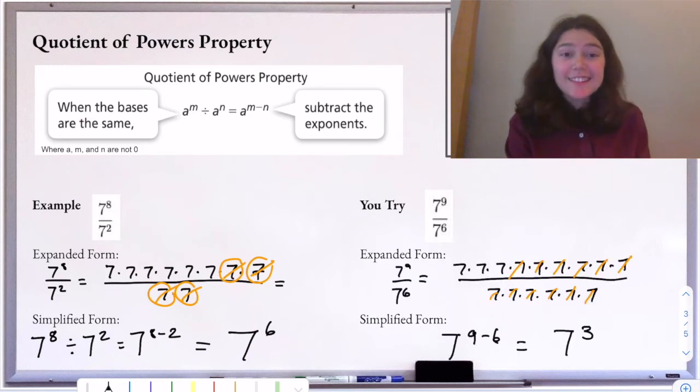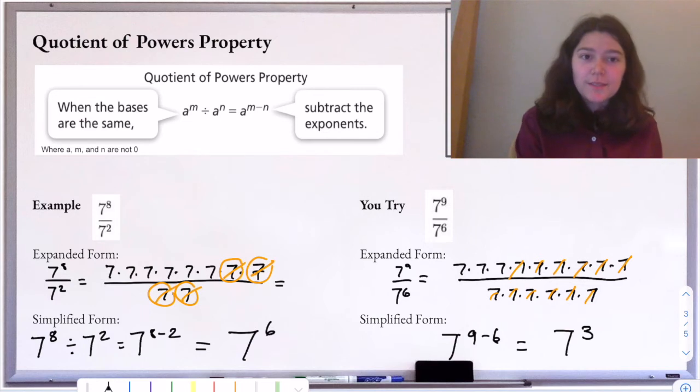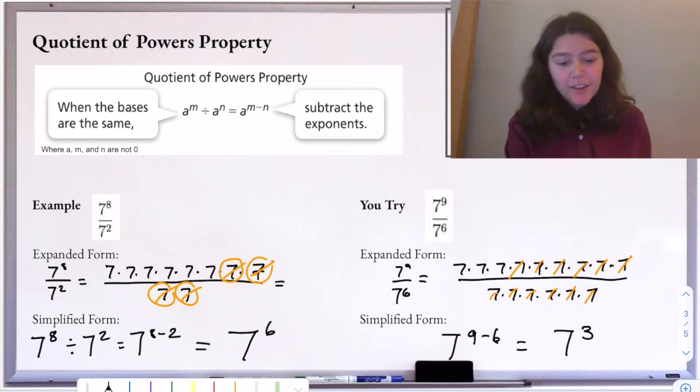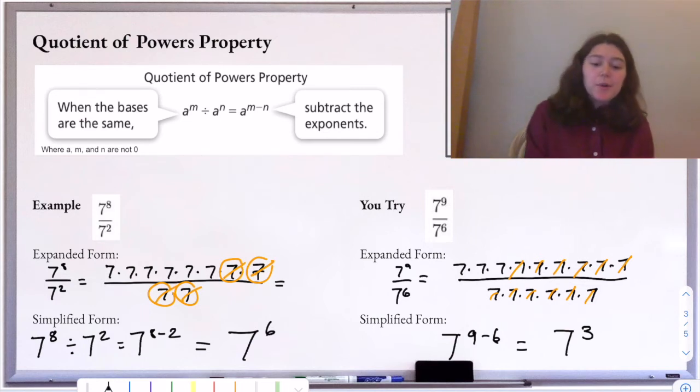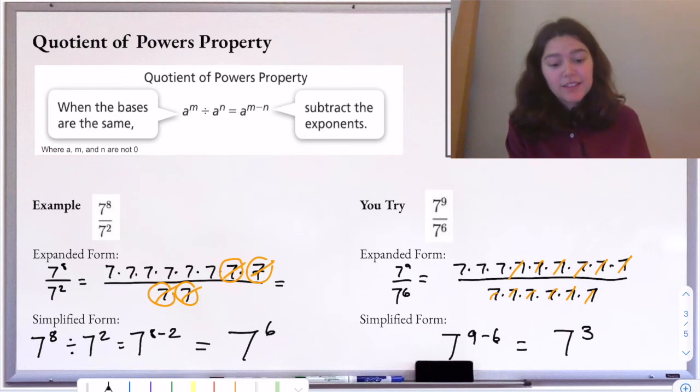Awesome, and you should have gotten 7 to the power of 3, because we are subtracting 9 minus 6, subtracting the exponents. The 7s in the numerator and the denominator cancel away to 1, so we're just left with 3 sevens that we're multiplying. Awesome, okay, so that's the division rule. Both of these past two rules apply when we have the same base, right? We had 7s as the bases for all of these.